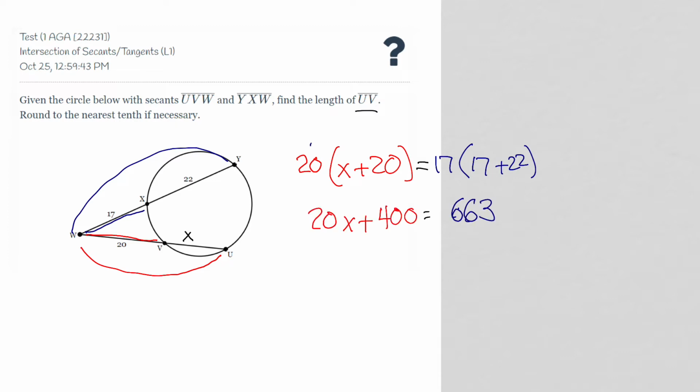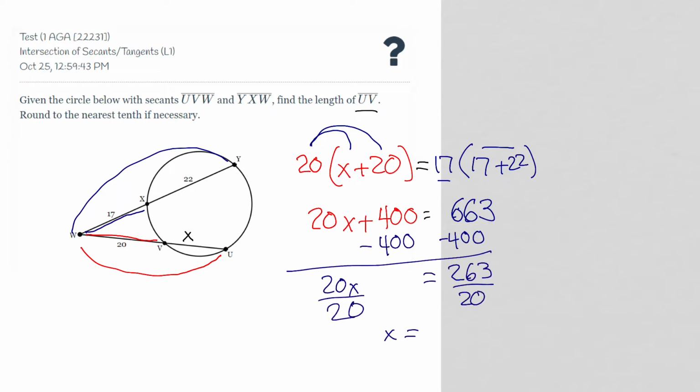So 20 times x, 20 times 20, and then 17 times 17 plus 22. Then subtract 400 from both sides, and then divide by 20. That gives us 13.15.